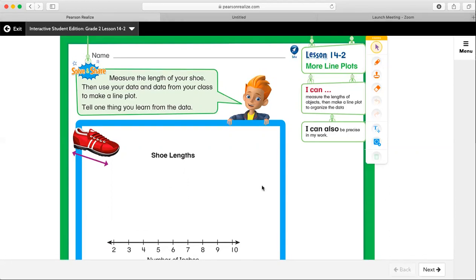So please pause the video now, find 5 different shoes plus yours for a total of 6 and plot them on the graph. And then tell me one thing you learned from the data. If you need to extend this line, if your dad or a bigger, older sibling or grandma or grandpa, if one of them has a shoe that's larger than 10 inches, you can extend this line. Just use a ruler to help you.